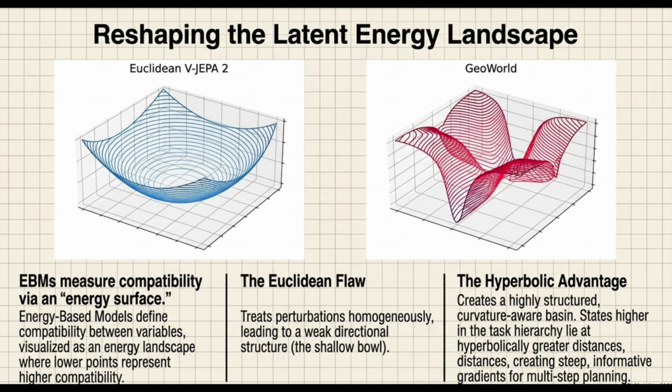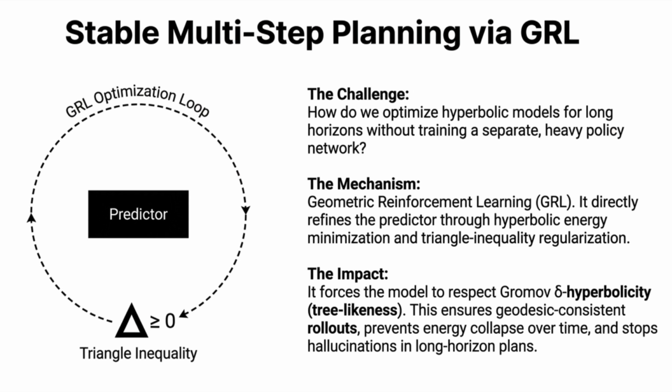Exactly. And crucially, it does all of this while saving immense computational effort. The AI isn't wasting millions of cycles trying to hallucinate high-definition video of the future, and it isn't wasting time wandering around a shallow Euclidean bathtub trying to find the next logical step. It simply follows the sharp geometric gradients of the curved space to perform multi-step visual planning with incredible stability.